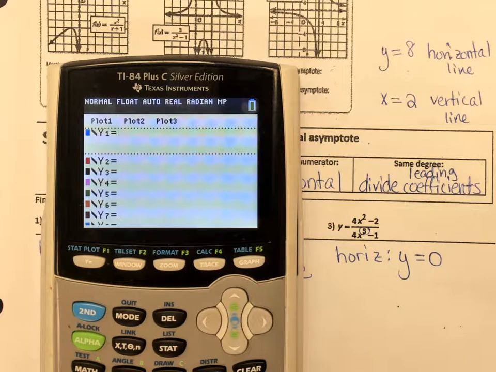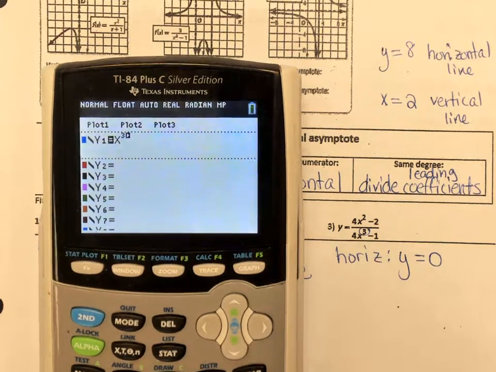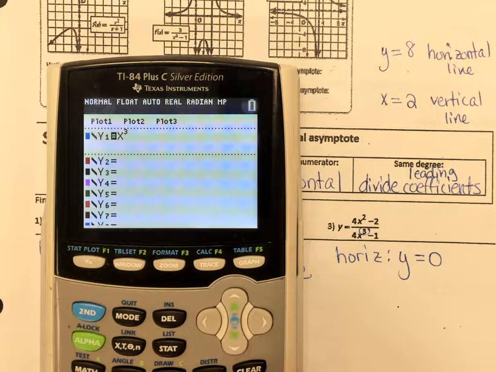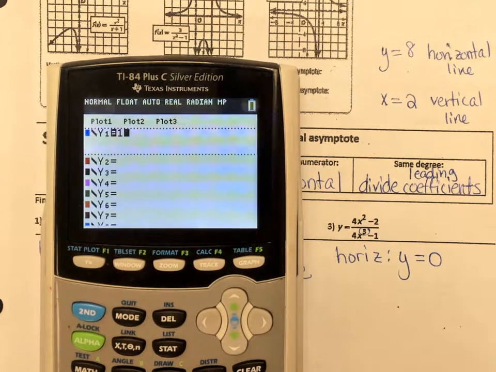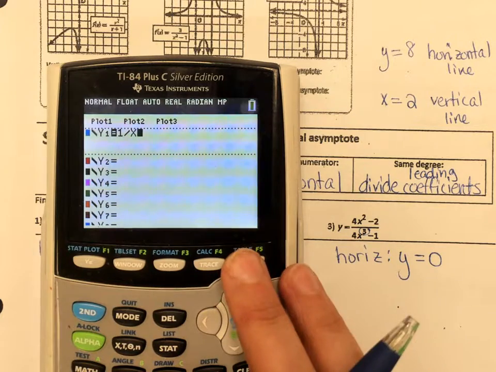Y equals the square root of x. It's a curve, half of a parabola turned sideways. Y equals x cubed. What else have you learned? Y equals 1 over x. What is the graph of 1 over x?